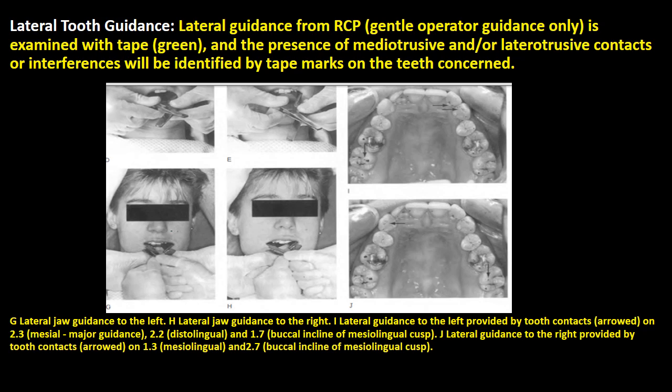Well, for identification of lateral tooth contact, a gentle guidance by the operator from the RCP to the working side, the balancing side and the protrusive side is used to mark the tooth contact on the working side, any interference on the balancing side, and also the protrusive tooth contact, by using a green tape to be distinguished from the red for the MOP and the black for the RCP.